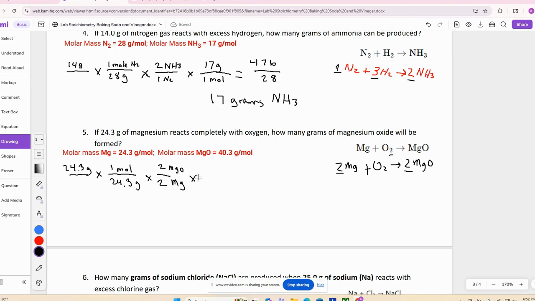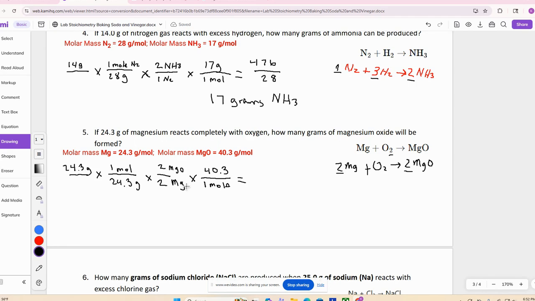And now all we have to do is convert it back to grams. So we want grams, so we put 1 mole on the bottom. And now what is 1 mole of magnesium oxide? It's 40.3 grams per mole. So right there, that should get us the answer. So it's going to be 24.3 times 1 times 2 times 40.3 divided by this on the bottom. So let's see what we get.